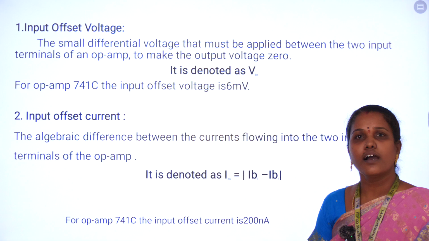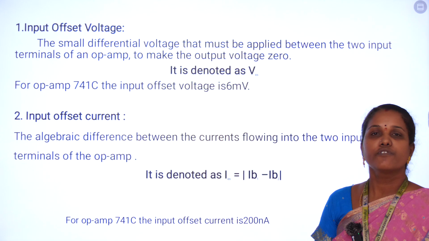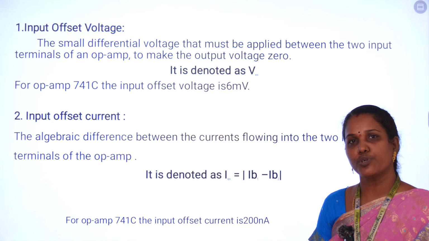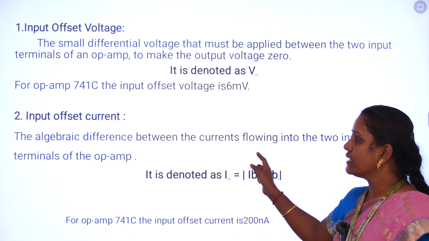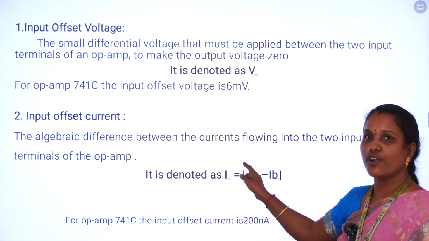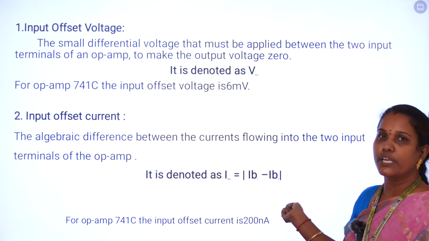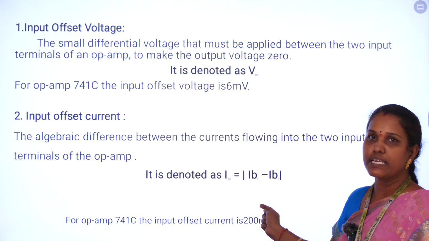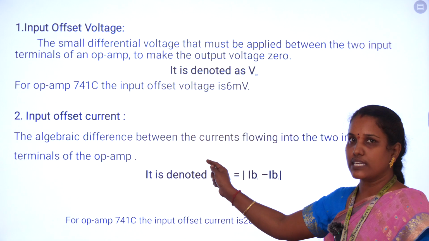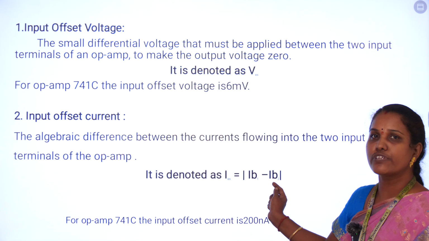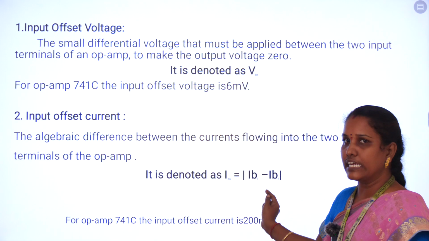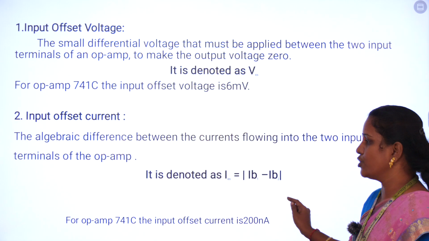Without any input, or when the difference input voltage is zero, your output should be zero. But because of the input offset current, you are not able to make your output zero. So you want to minimize that input offset current, so we can use a feedback resistance along with some pi networks or T networks. I will show that in the next videos.